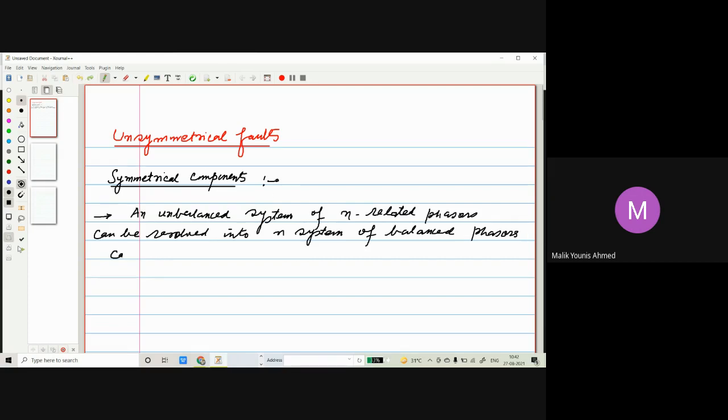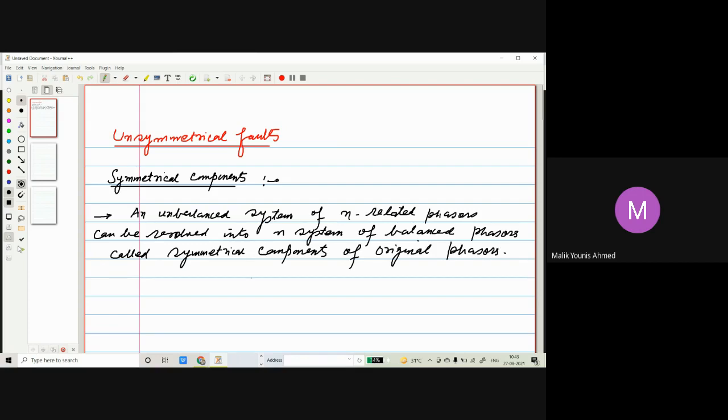These are called symmetrical components of the original phasors.